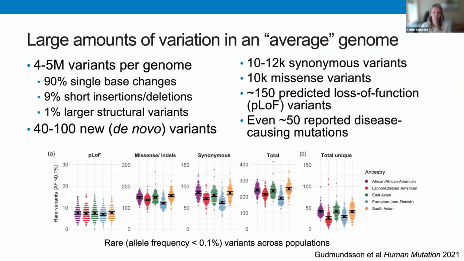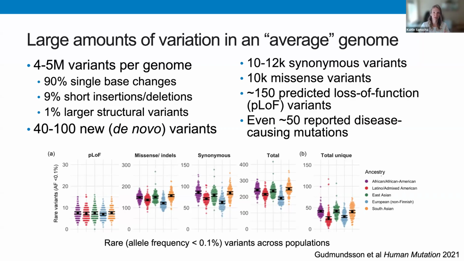So there's that 4 to 5 million variants I mentioned off to the side, the vast majority of which are single base changes or short insertions and deletions. I should note larger structural variants impact more of the bases individually since they're so large, but they are not that many. We do see about 70 newly arising de novo variants per person. As we start to focus on these functional classes, we're seeing 10 to 12,000 synonymous variants, 10,000 missense variants, 150 of those pLoF variants, and even up to 50 reported disease-associated mutations from databases like ClinVar.